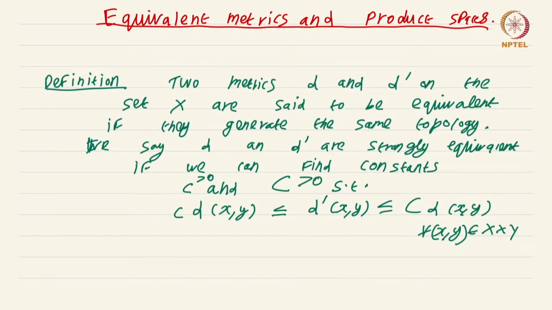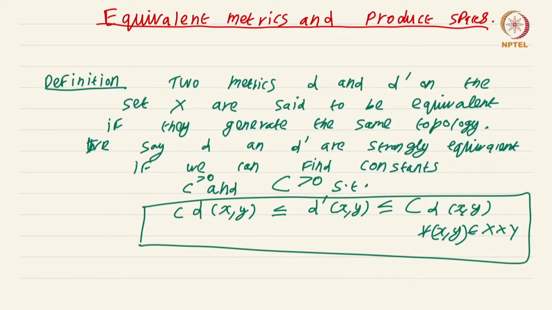So the notion of strong equivalence actually subsumes the case of equivalent metric spaces. That means if this condition is satisfied, then I ask you to show as an exercise that both d and d prime will generate the same topology. However, this notion of strong equivalence is in fact stronger, as the name suggests. To see that, work out this exercise.